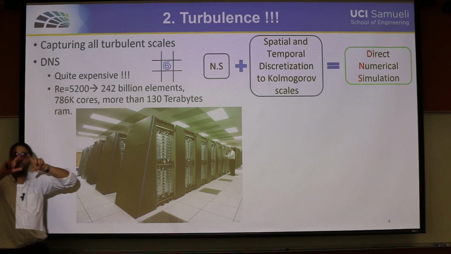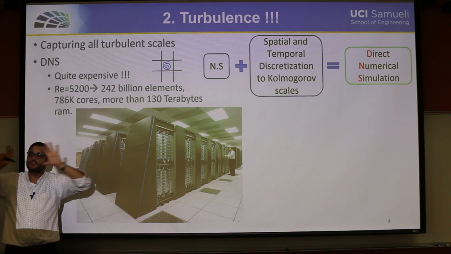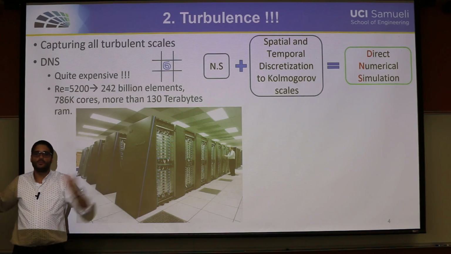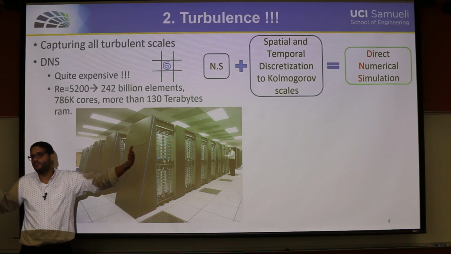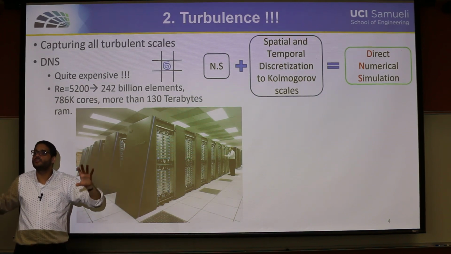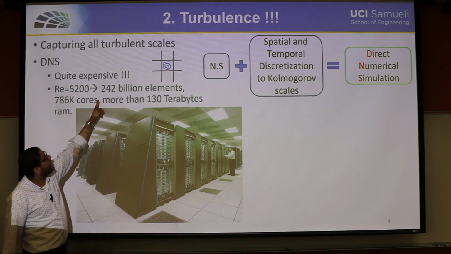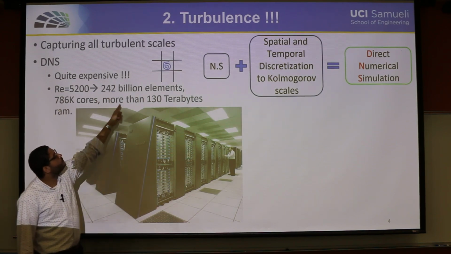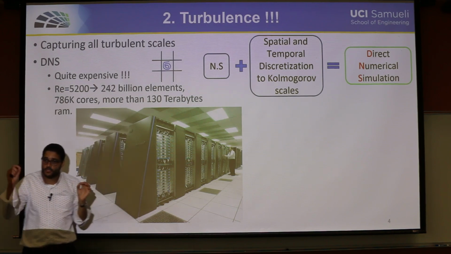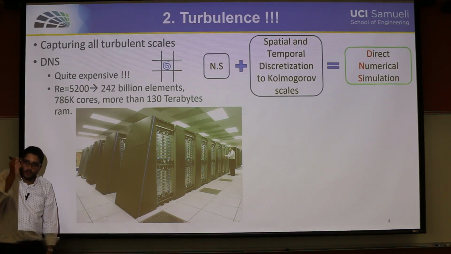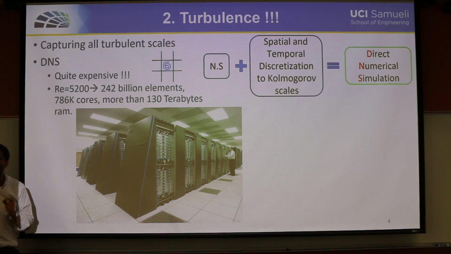And by the way, this is only in a channel flow, DNS over a channel flow, like you have a pipe with a Reynolds number of 5,200, and you're trying to solve a DNS simulation. And to do that, they had 242 billion elements. Their mesh is composed of 242 billion elements, okay?